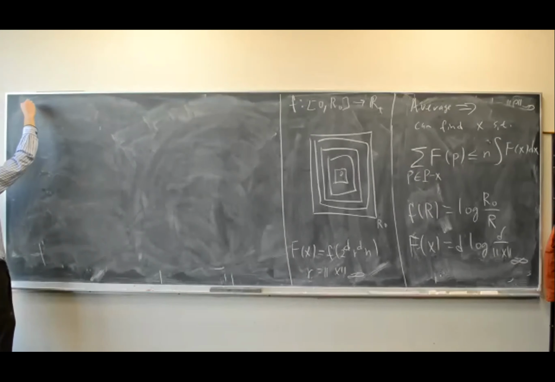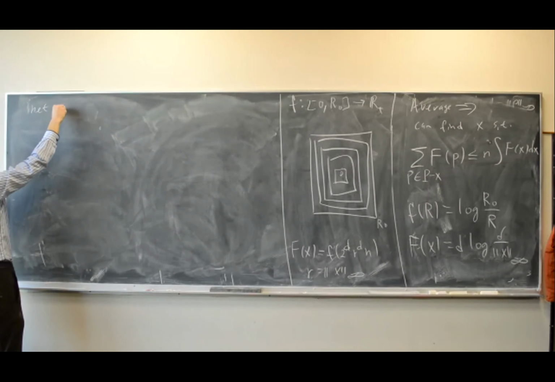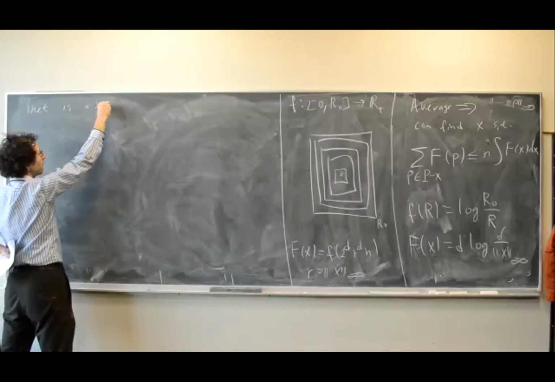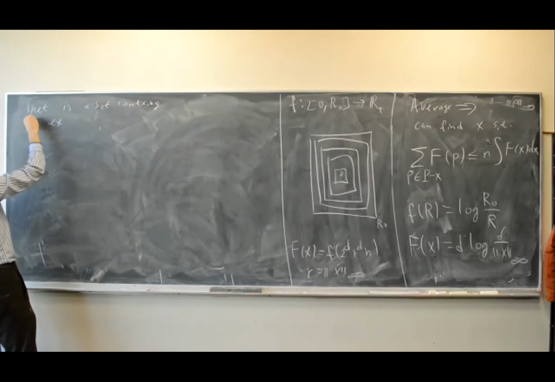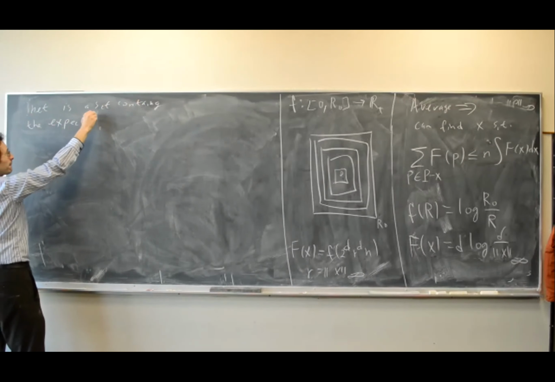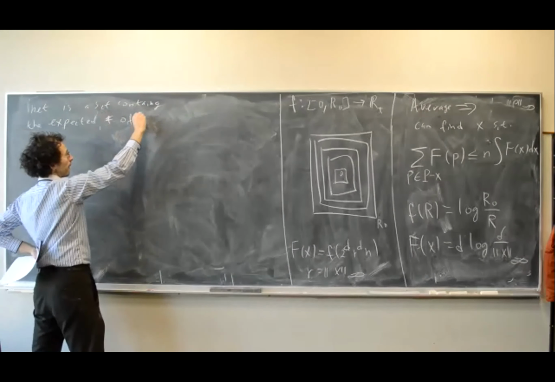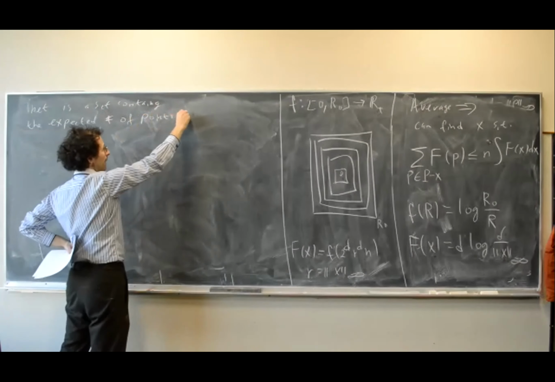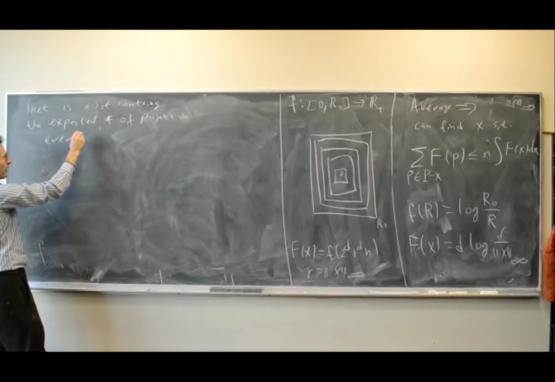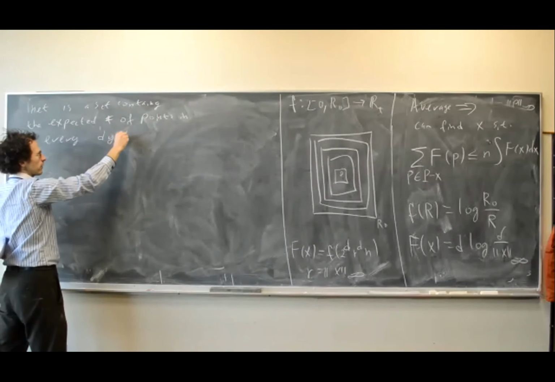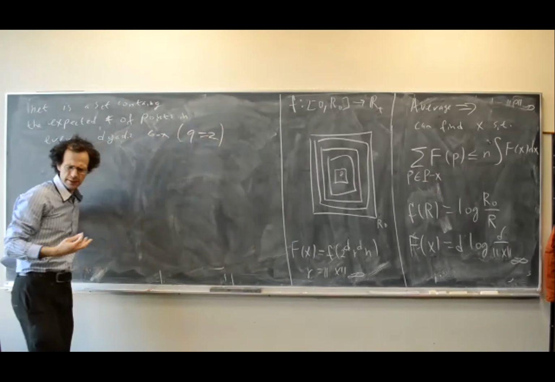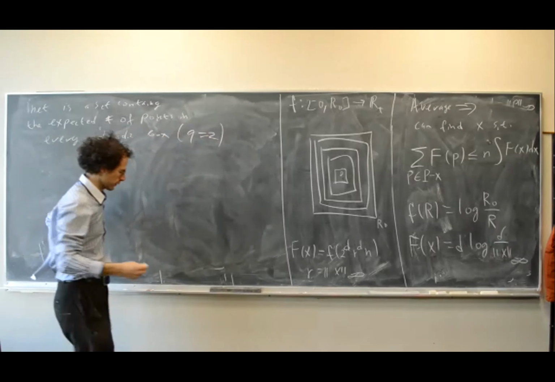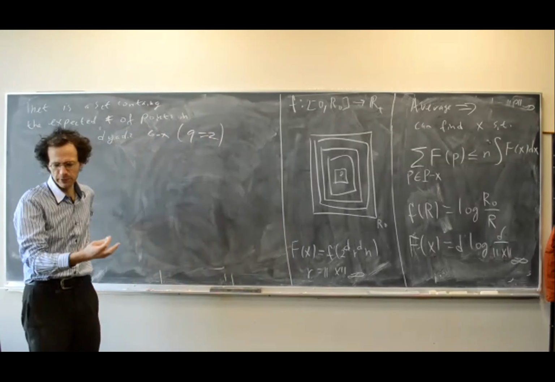So recall, a net is a set containing the expected number of points in every, let's say, dyadic box. Again, I'm doing the Q equals 2 case just so that it's easier for me to say and to draw things. The general case is similar, just with more notation.